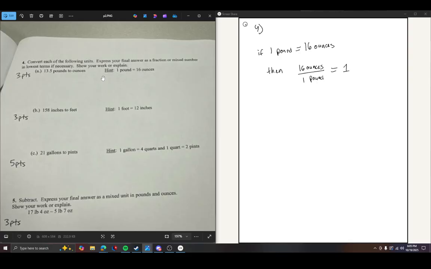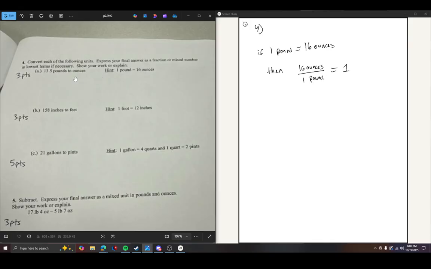Okay, so we're on to conversion of units. This is where those really basic algebra rules of dividing by 1 and multiplying by 1 are going to be potentially helpful. So let's see, we've got: convert the following units. Express your final answer as a fraction or mixed number in lowest terms if necessary. We can go over converting fractions if you need help reducing fractions or simplifying to the simplest form. We could do things like that, but for now, let's keep moving on.